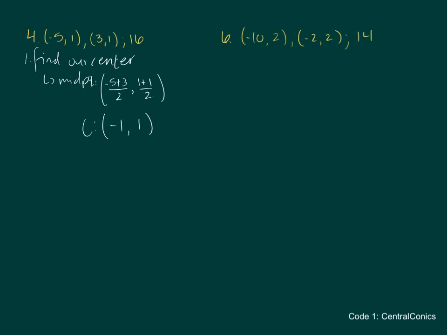The next thing I need to do is figure out c, right? Because I can figure out a, I can figure out c, but I can't figure out b without having both pieces. So the first thing I'm going to do is figure out c.